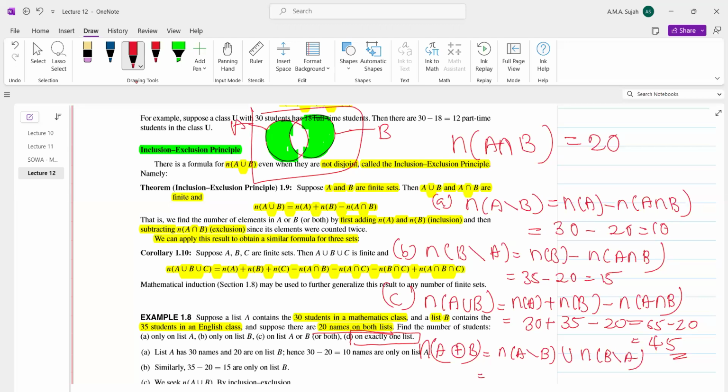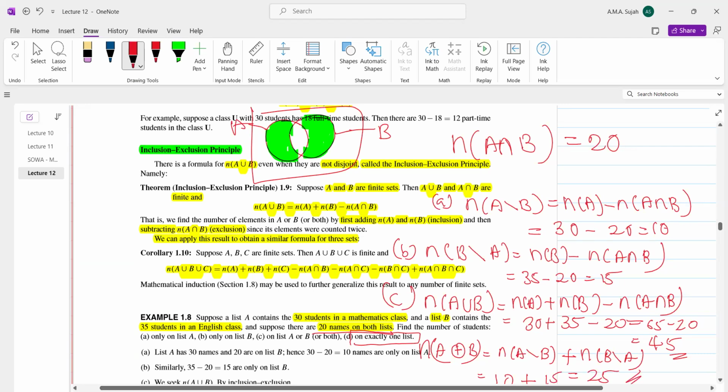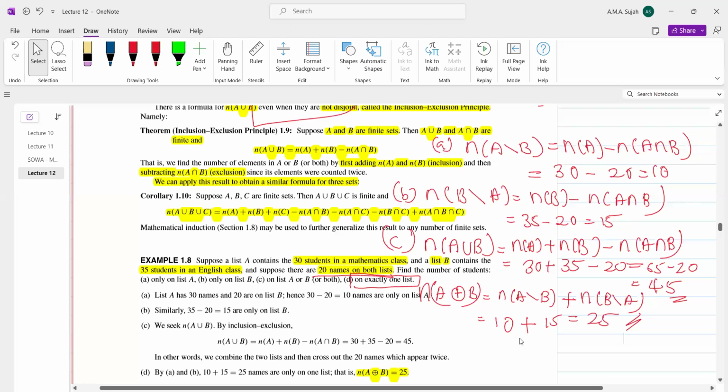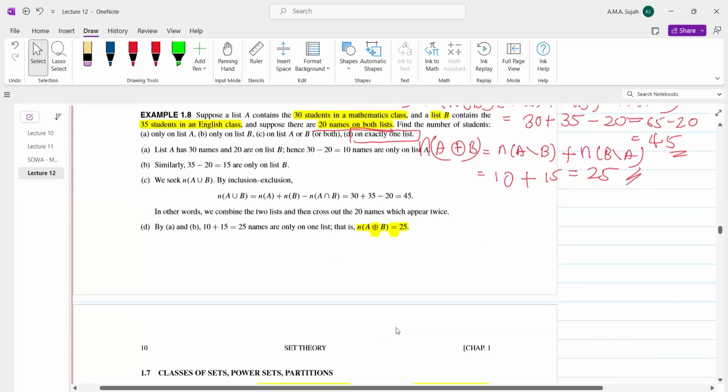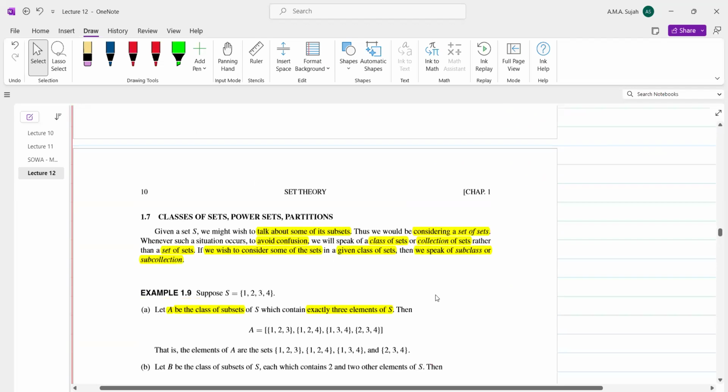Now tell me, we already know A minus B is 10. Union means we need to add both. So 10 plus B minus A, 15, altogether 25. So 25 is the answer for the last part. So this is an example question. Okay, now we will move to the next heading.